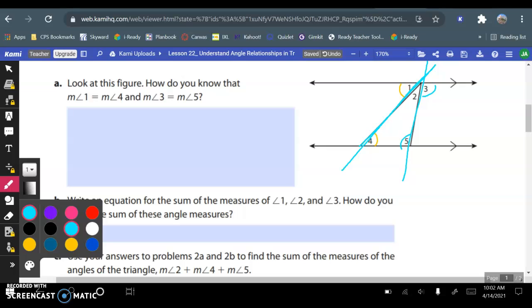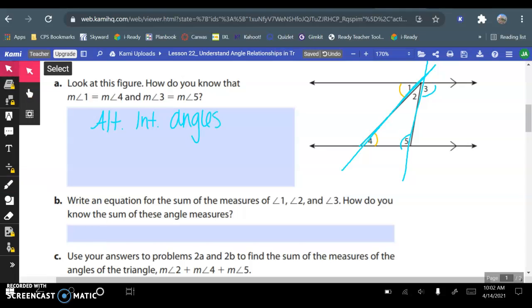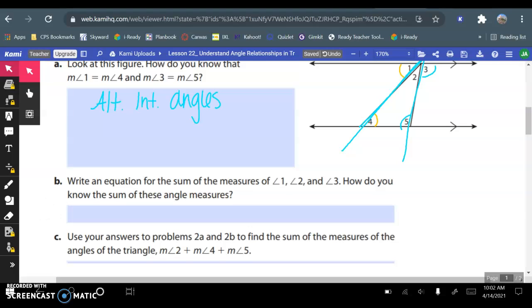Those yellows, 1 and 4, are on opposite sides of that transversal, but inside the parallel lines. So that's alternate interior angles. And if you look at angles 3 and 5, they are the same thing, just on a different transversal. So how do we know? Because they are alternate interior angles, and all those angles have the same measure.